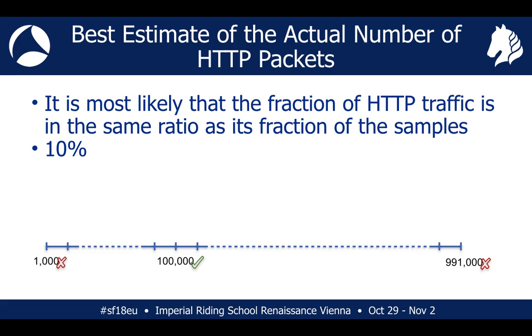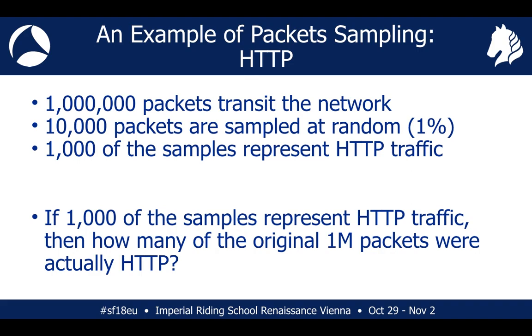Well, it can be proved mathematically that it is most likely that the fraction of HTTP traffic is in the same ratio as its fraction of the samples. This means that if in this case we have 10,000 packets out of which 1,000 are HTTP, 10% of the sample traffic is HTTP. So it is most likely that this 10% holds also in the original unsampled traffic.